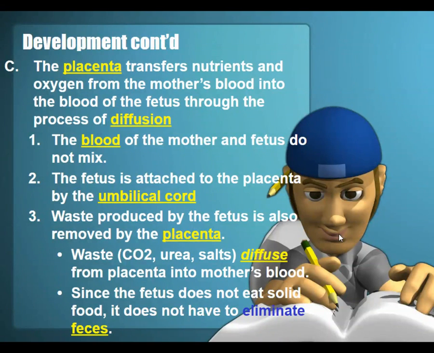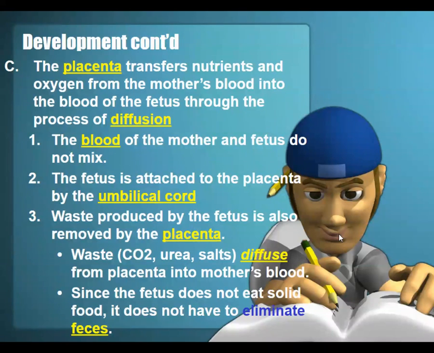The fetus is attached to the placenta by the umbilical cord. So your belly button is where your umbilical cord was attached. And at the end of your umbilical cord is the placenta. And the placenta attaches to the inside of the uterus. Waste produced by the fetus is also removed by the placenta.